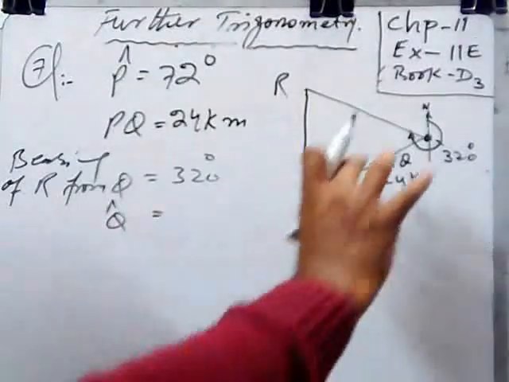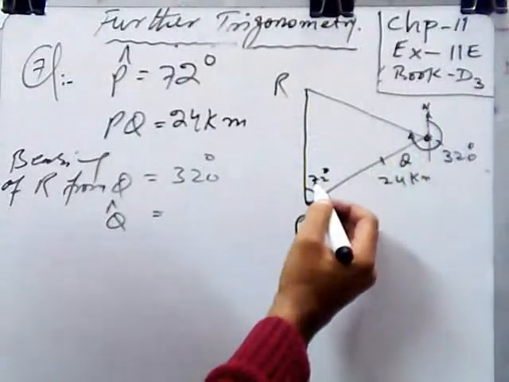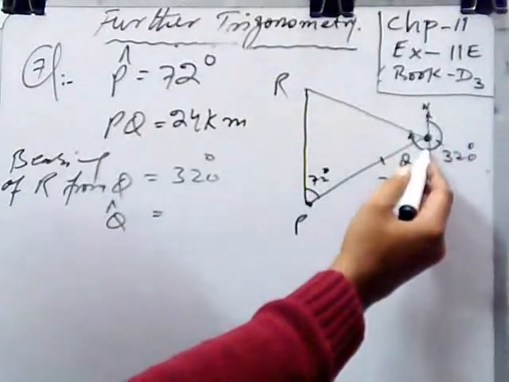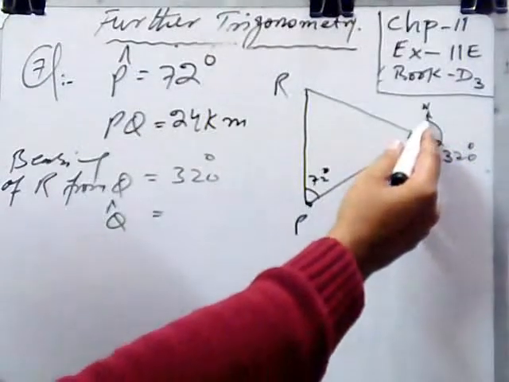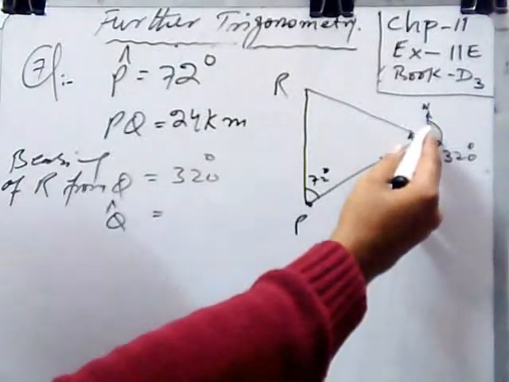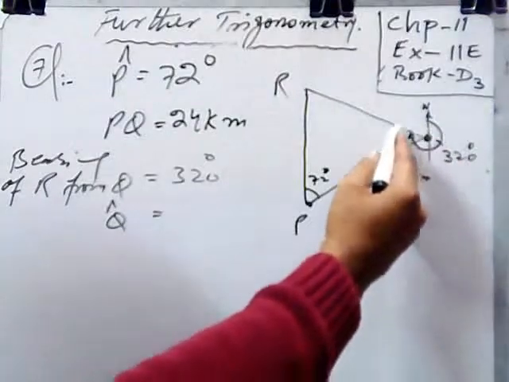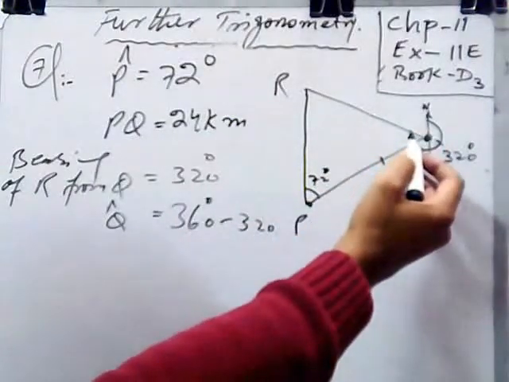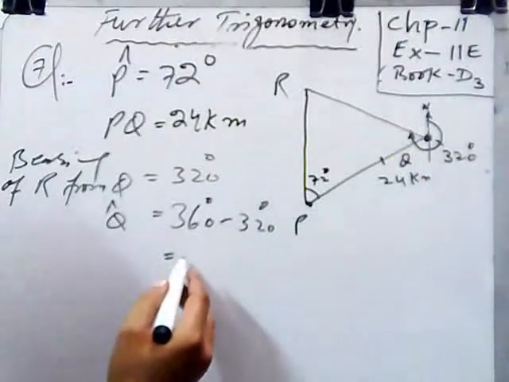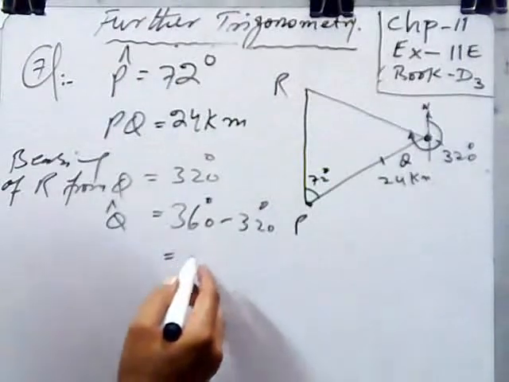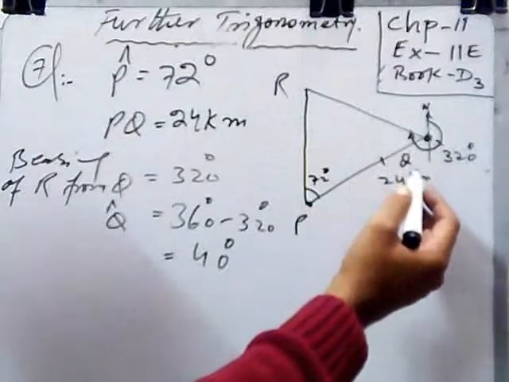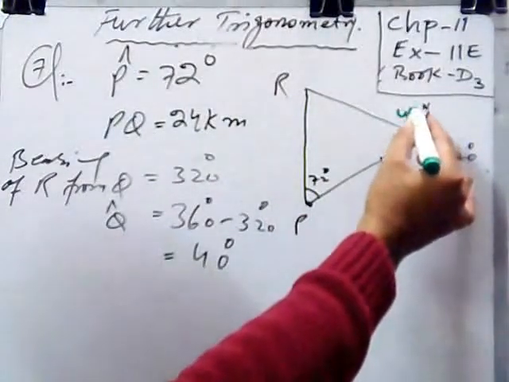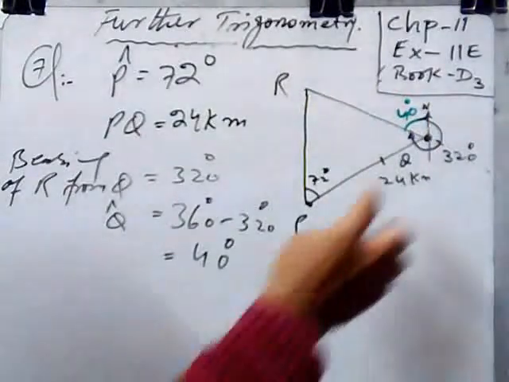Basically the bearing of this, we have to find the interior, and P is 72, and what is the value of Q? So if I bear this, that is your 180, then 270, and if I complete this, that is 360. So 360, if I complete one revolution, it should be minus 320, so you will get the value of this, that is equal to 40 degree. So the angle here is your 40, this one is your 40, this one is your 40 degree. But we don't need this, we need this.